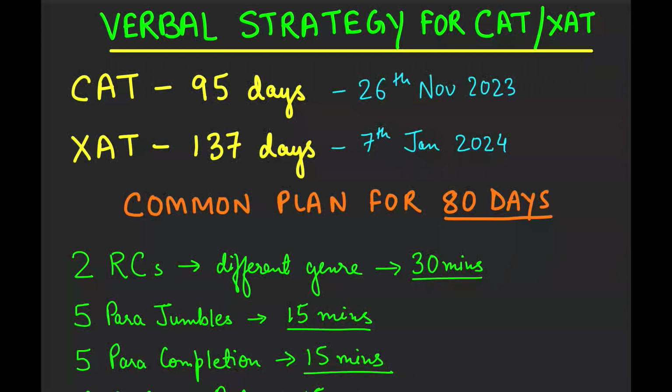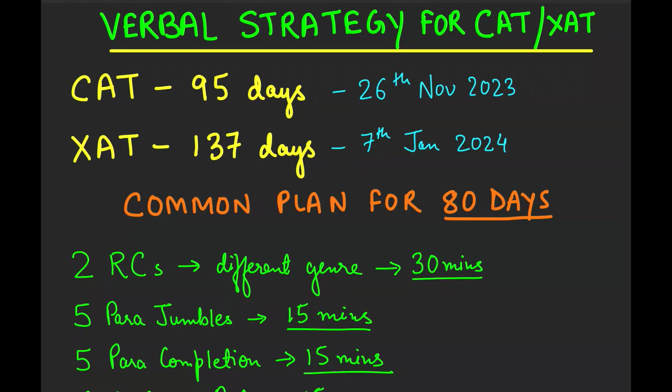Now this has been a very commonly asked question in my live sessions also, to prepare a strategy for the remaining days of CAT and XAT. So assuming that this video will go live on 23rd, I am counting the number of days left for CAT as 95 and the number of days left for XAT as 137.